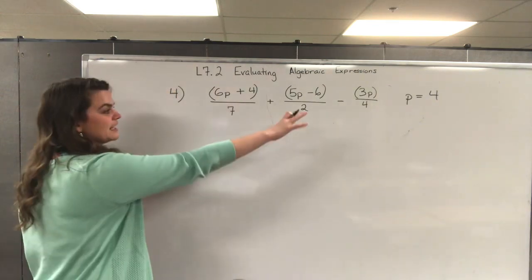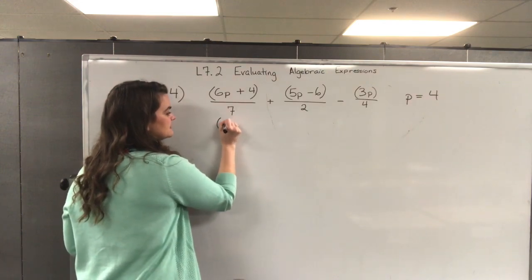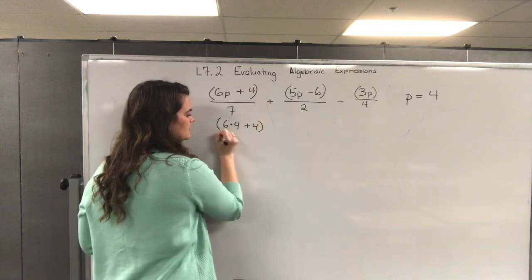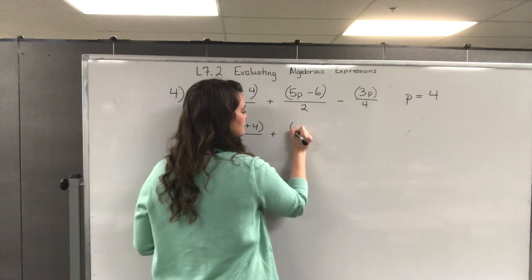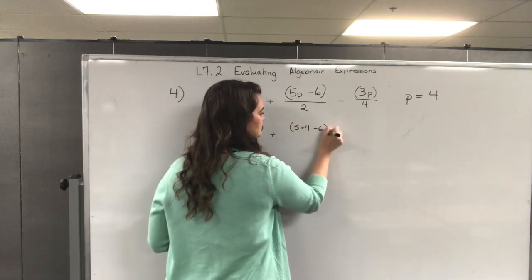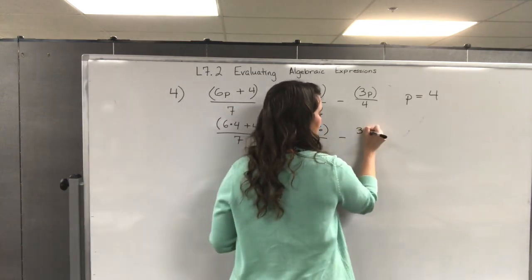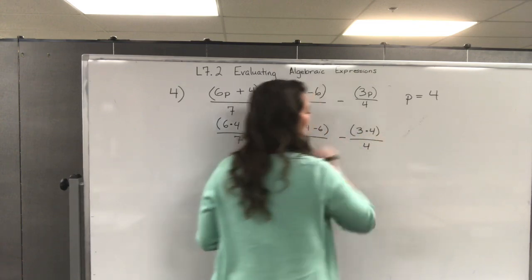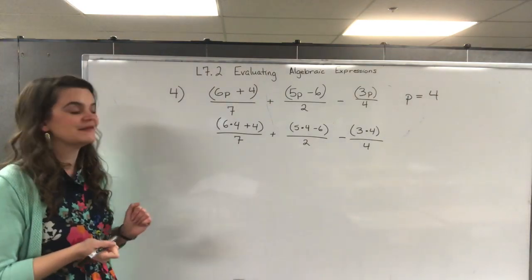So I'm going to start again by substituting 4 in for p. So 6 times 4 plus 4 over 7 plus 5 times 4 minus 6 over 2 minus 3 times 4 over 4. Okay, and then our order of operations tells us we need to do our parentheses first.